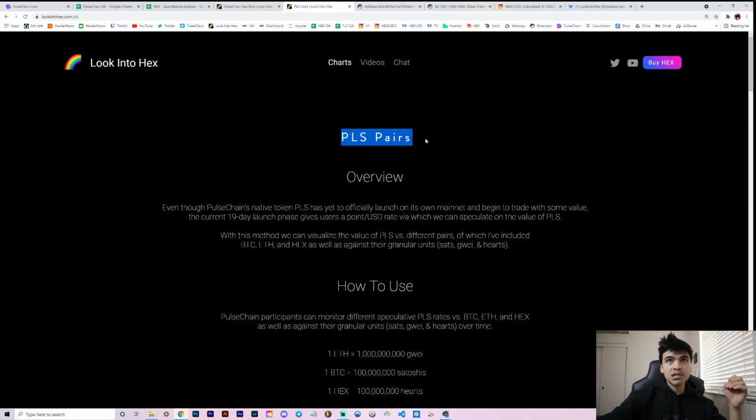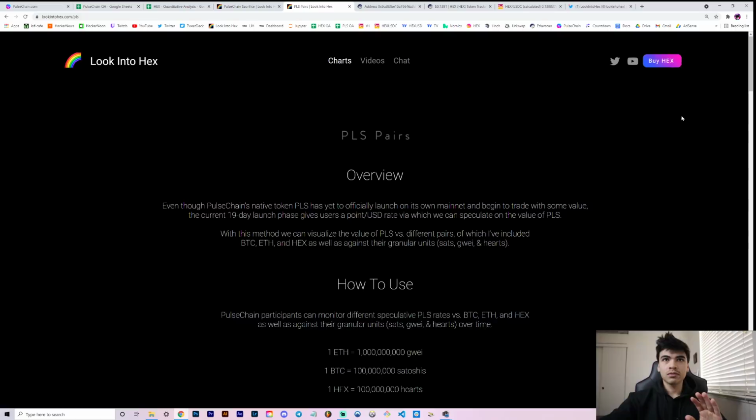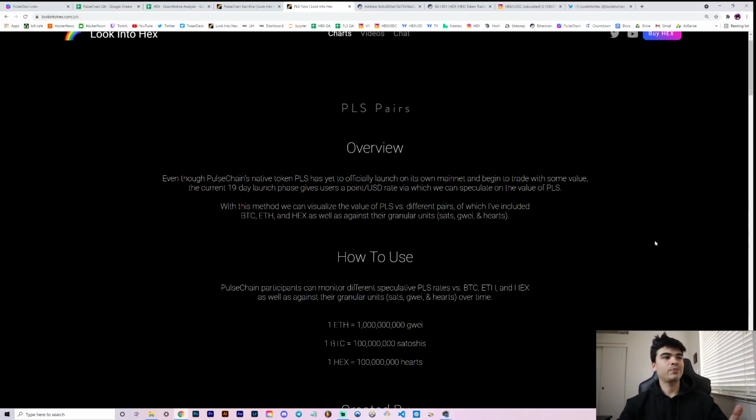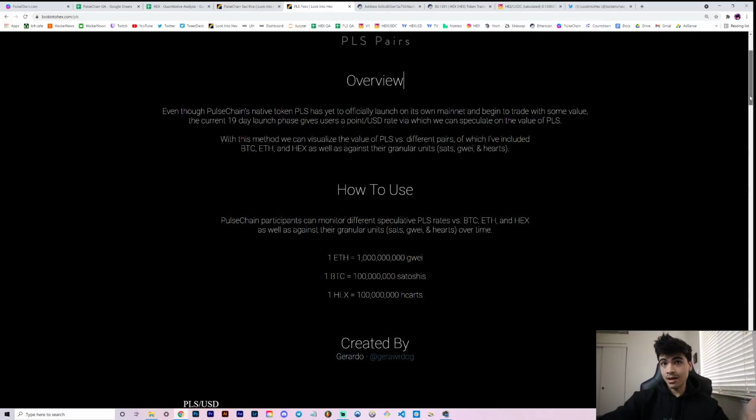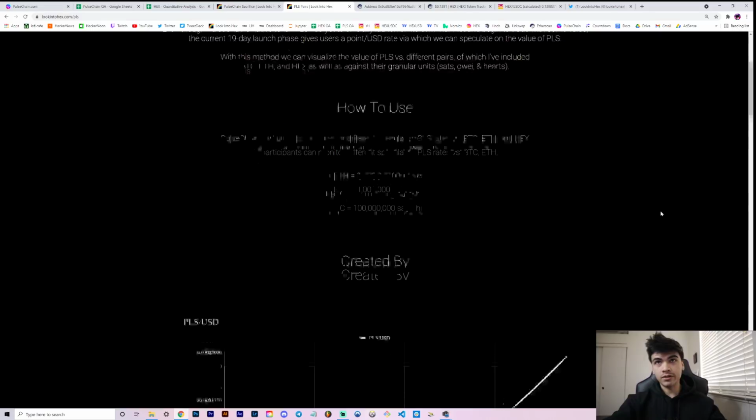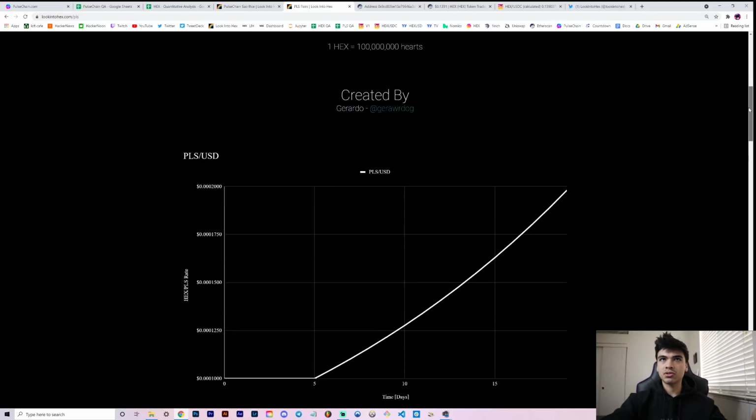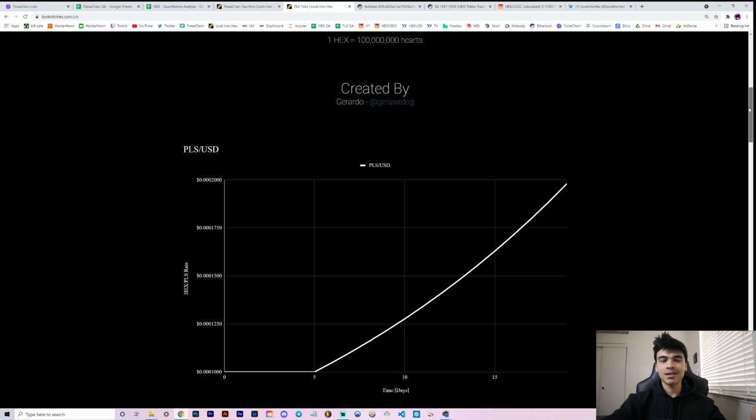So we have our PLS pairs. What do I mean by that? Well, we can visualize now, I don't want to call it price, let's call it a rate. The reason I'm saying that is because there is no legitimate market for PLS yet. PLS doesn't even exist yet, so there is no market. It doesn't have a price technically, but we can speculate on the value of it with certain mathematical ratios. So we can speculate as to what value a PLS has.